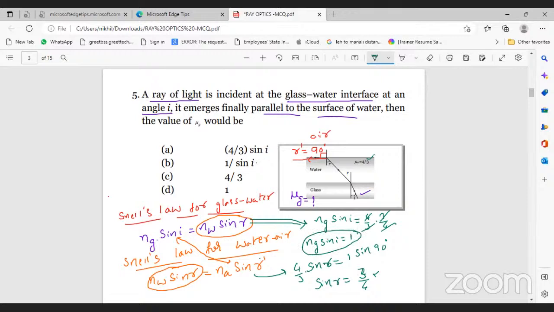Yes, sir. If Ng sin I is equal to 1, can I write this equation for Ng as 1 by sin I? Yes, sir. So which is the right option? So B, sir, option B.